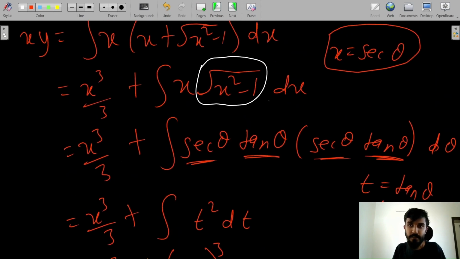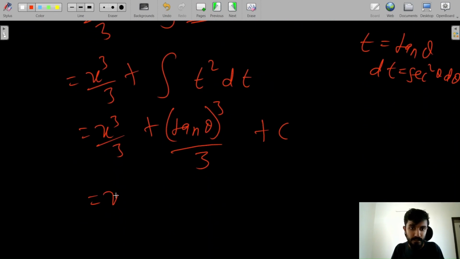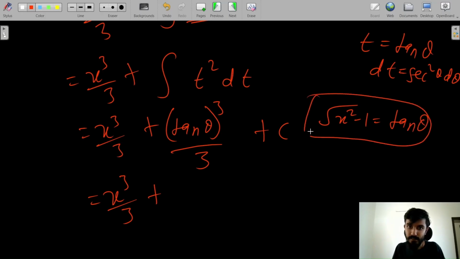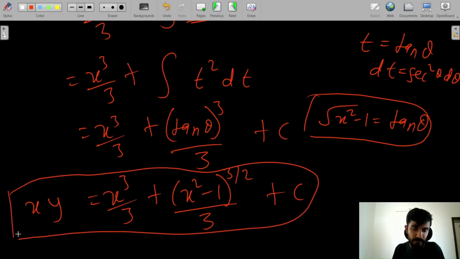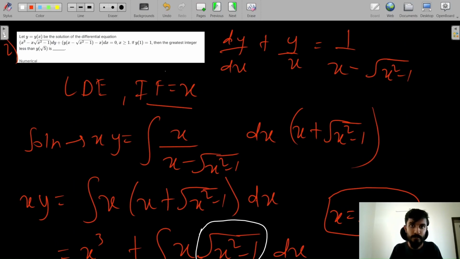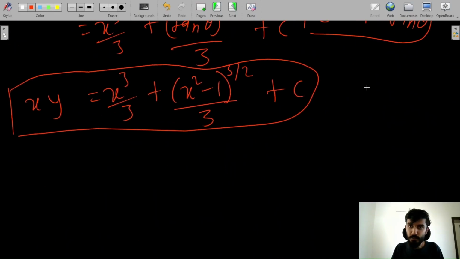Now what is the value of tan theta? It is nothing but square root of x square minus 1, equals tan theta, right? So x square minus 1 whole power 3 by 2 divided by 3 plus c, this is the solution of the equation. All right, simple and easy till now. Now given that y of 1 equals 1, substitute, you will see that c equals 2 by 3.